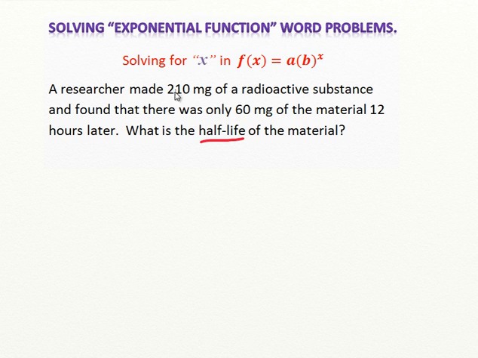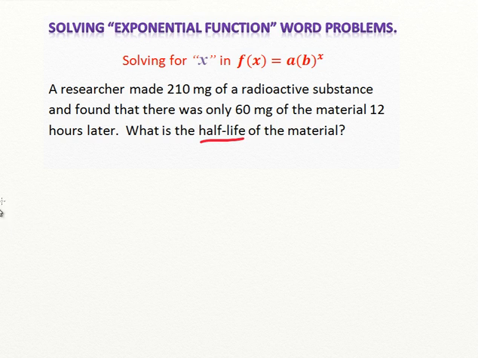All right, so let's just read the question. It says a researcher made 210 milligrams of a radioactive substance and found that there was only 60 milligrams of the material 12 hours later. What is the half-life of the material? Okay, so a couple things to note. The initial amount, 210, final amount, 60. The unit of time is expressed in hours, and we are told the length of time that passed. What we don't know is the half-life period.